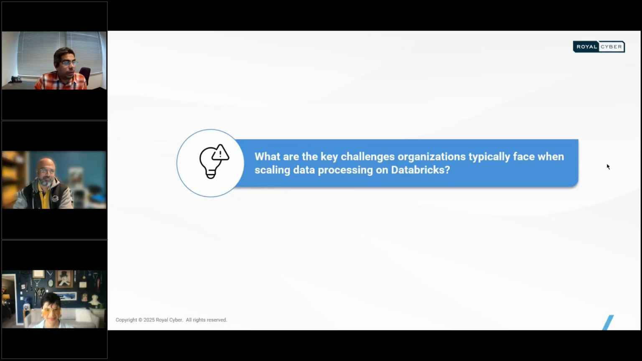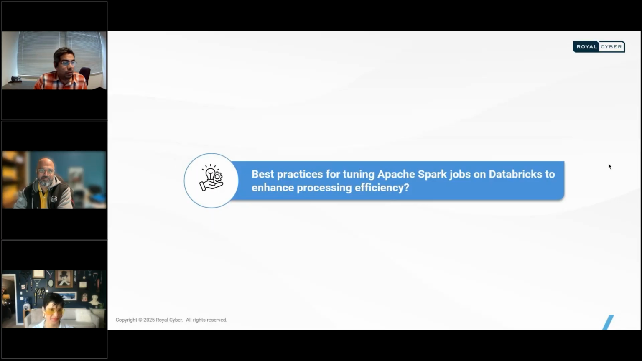100%. All right, so the next question that I'm going to float is, could you guys share some best practices around tuning Apache Spark jobs on Databricks to enhance processing efficiency? I'm asking this because this is a question that I frequently come across in the community. So I would like you guys to shed some light on that. I mean, I can take a first stab.